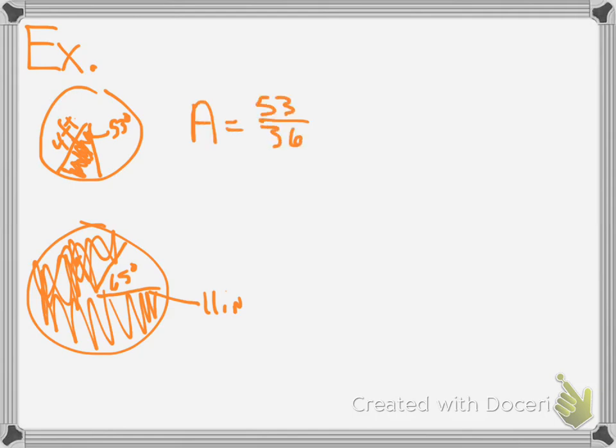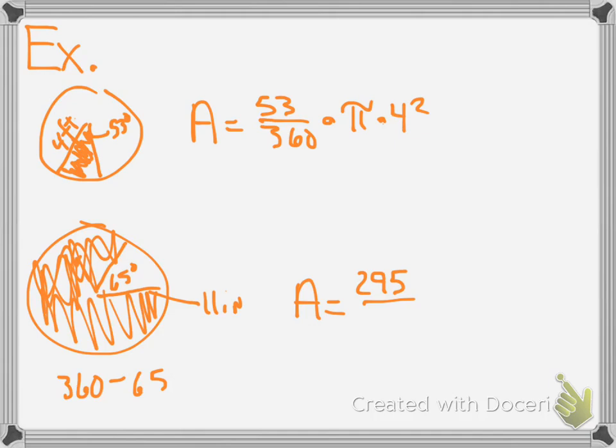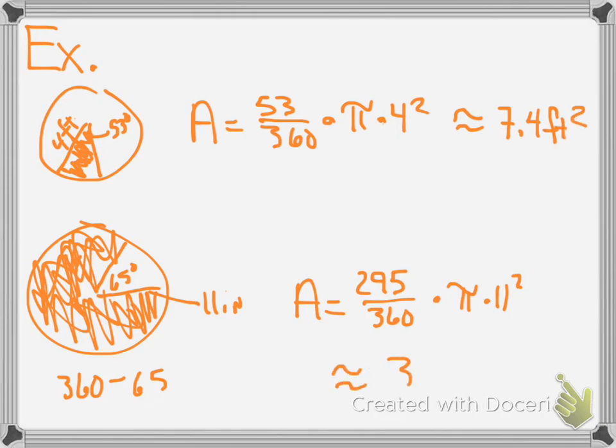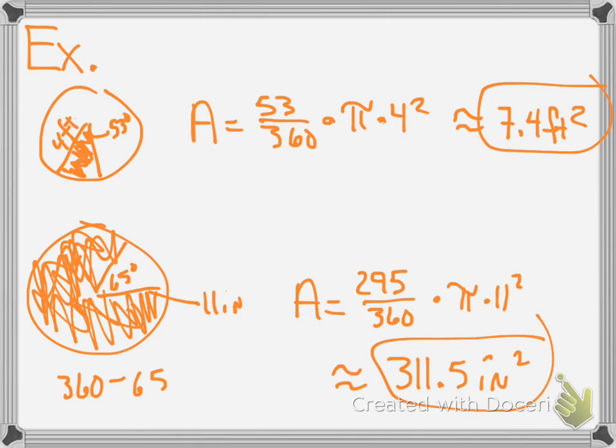So the first one is easy. Just put 53 over 360 times pi r squared, so pi times 4 squared. Second one, you need to realize that you need to say 360 minus 65 to get 295 degrees, because all of this right here, that's the shaded area, is 295 degrees. And then from there you could do the pi r squared, multiply them, type them in the calculator, and press enter. And I'll even show you, there is a pi button on your calculator. It's right there. It's really easy.